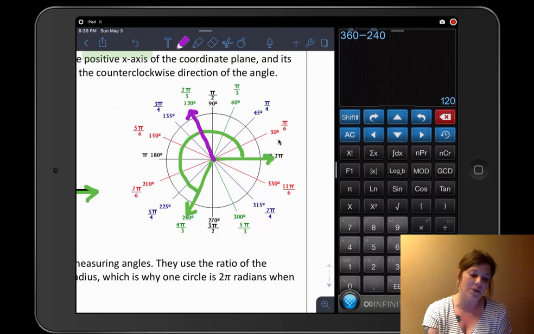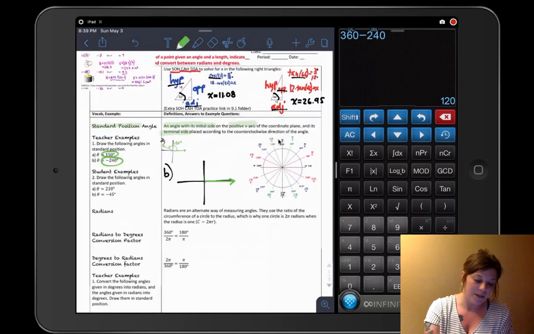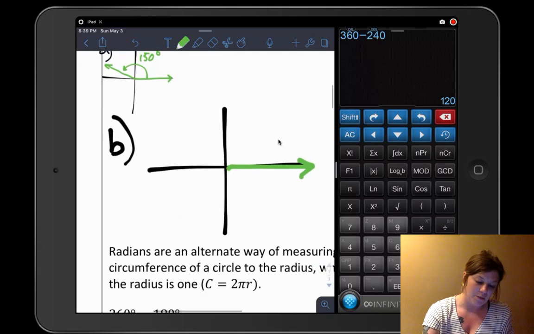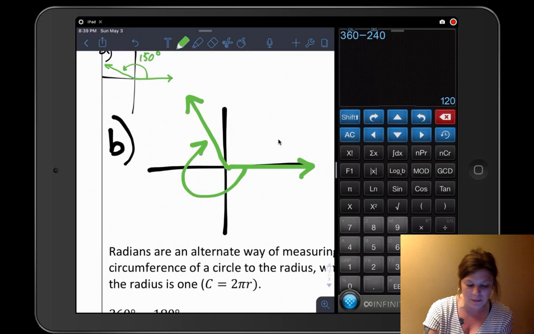So I know that my angle would be there. So the moral of the story, let's finish this guy off. Negative 240 means that if it was positive, it would be down in the third quadrant. But since it's negative, it's going to be up in the second quadrant. And so we go like this, and then we would label it with negative 240 degrees.